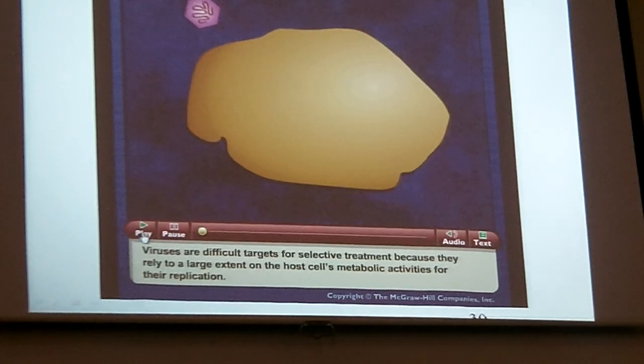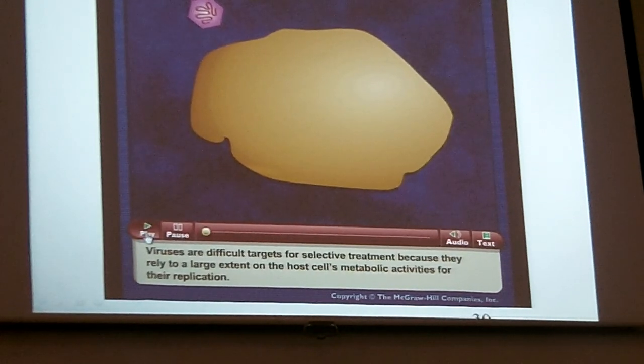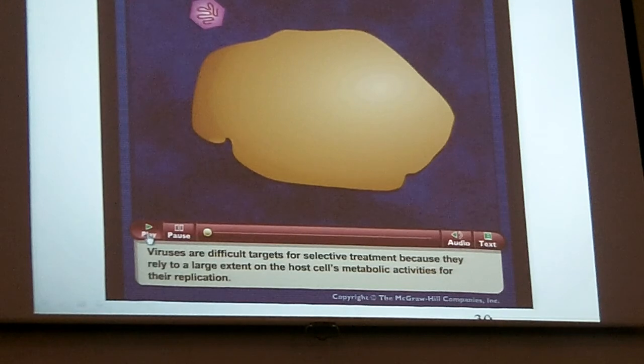Here's another thing about antiviral agents, things that work against viruses. This is all new science.